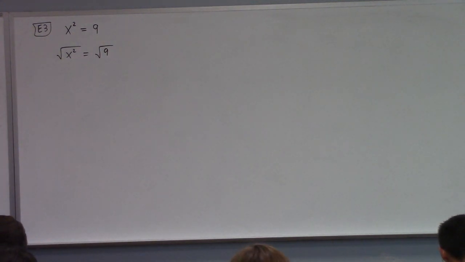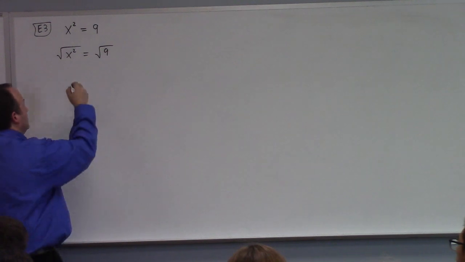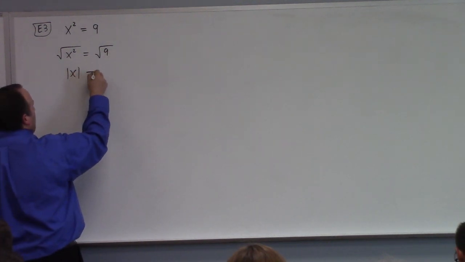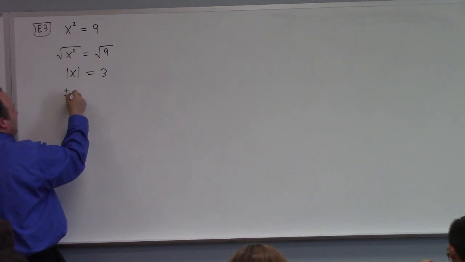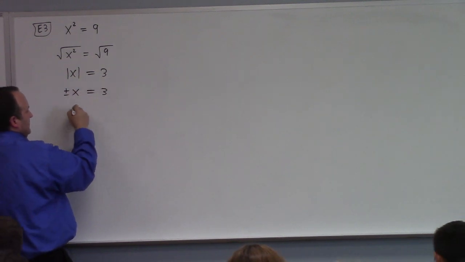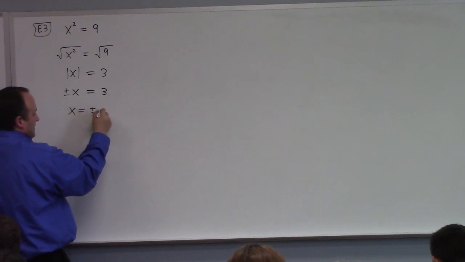What is the square root of x squared, though? Is it x? What did we talk about the other day? It's not x. It's the absolute value of x. That's where you missed something. Yeah, that's right, absolute value. This means plus or minus x is equal to 3, which means that x is in fact plus or minus 3.